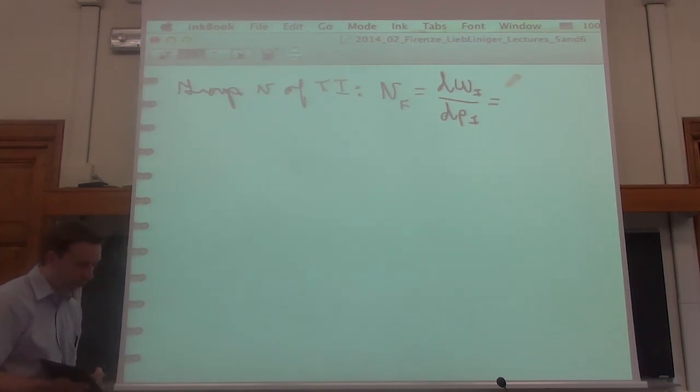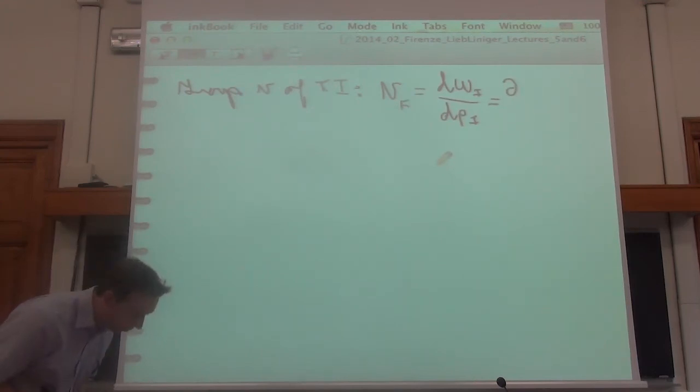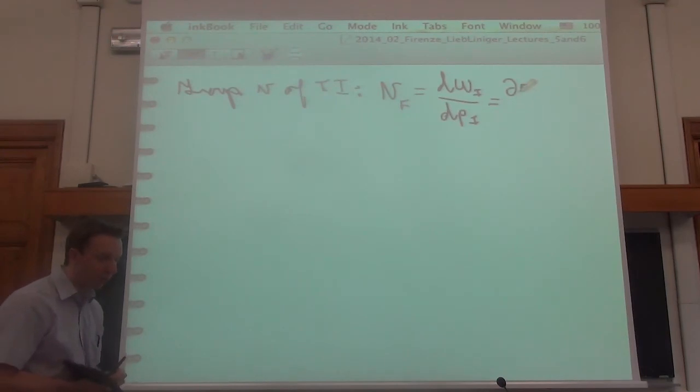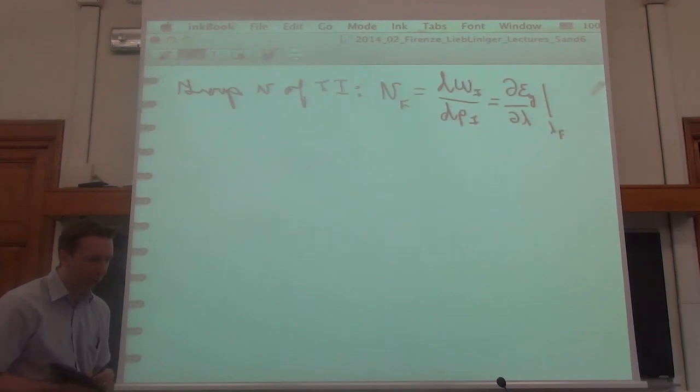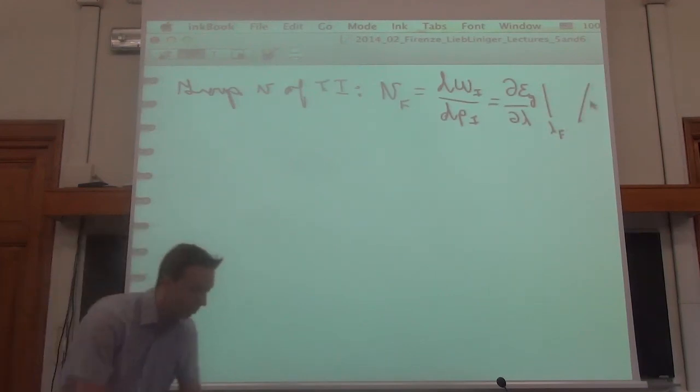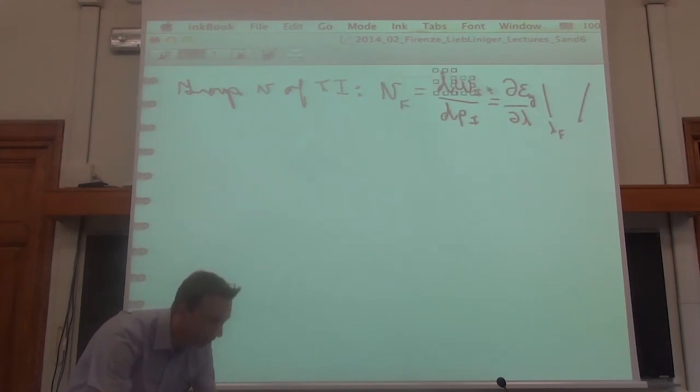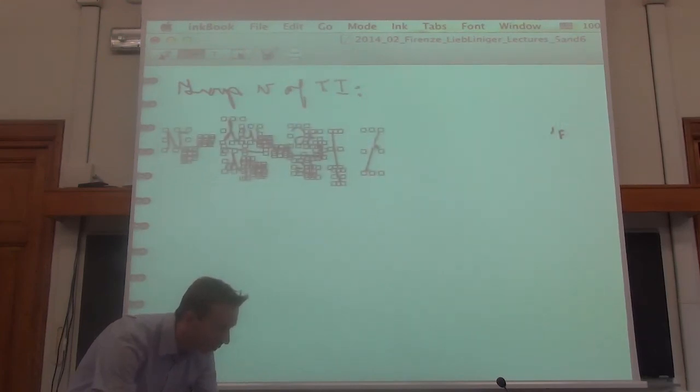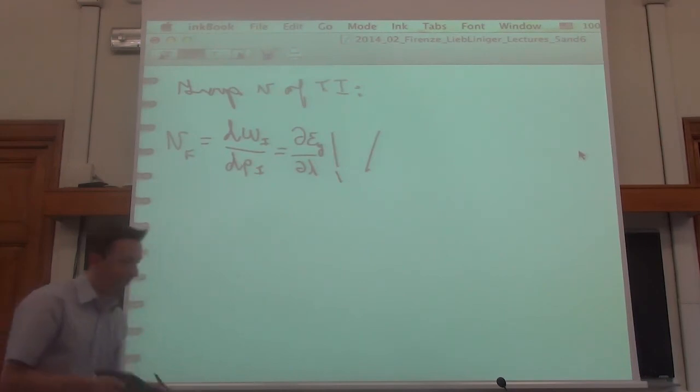as, well, I'm now introducing notation here, the derivative of the epsilon of the ground state with respect to lambda at lambda f, divided by the change of momentum with lambda at lambda f.